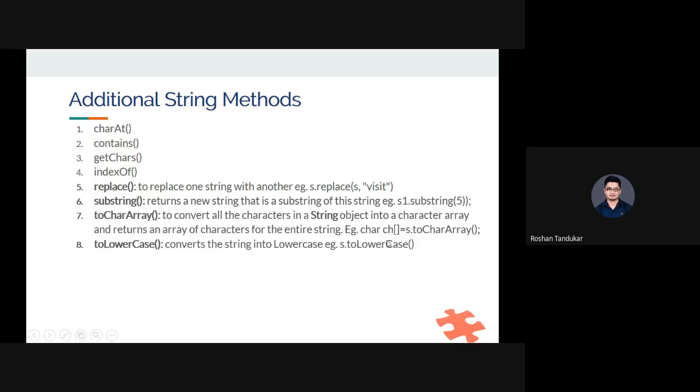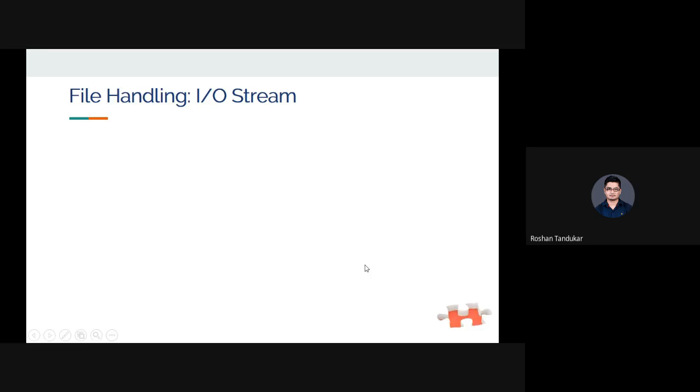Another one is toLowerCase and toUpperCase. You know that lowercase means small letters, and uppercase means capital letters. That's why toLowerCase will convert the whole string to lowercase, and toUpperCase will convert the whole string to uppercase. For that you have to use s.toLowerCase method or s.toUpperCase method like this. In this way you can use different string methods.